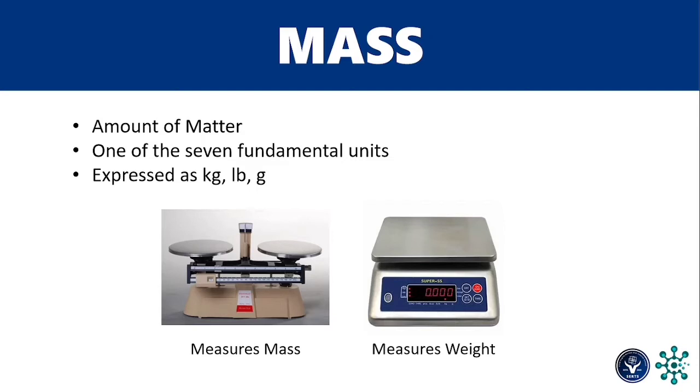Mass is mostly expressed as kilograms in the International System or SI, pounds or pound mass for the American Standard, and grams for the CGS system, centimeter gram second system. You can see here two pictures. The one on the left is a beam balance used to measure mass. On the other hand, a weighing scale is an instrument used to measure weight. Mass and weight are different, right? Weight is affected by gravity while the mass is not.